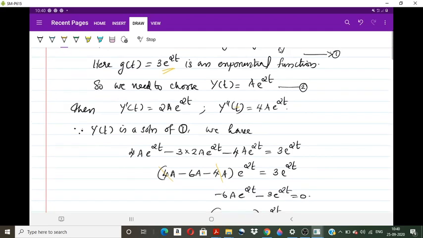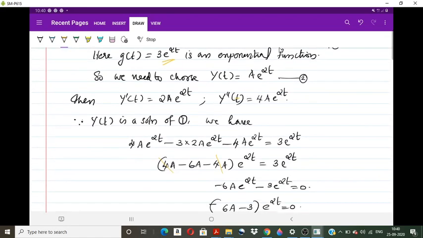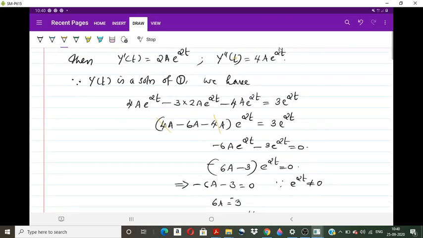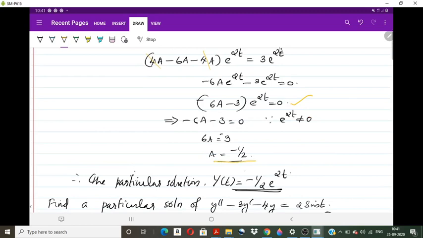Then y of t, substituting this, we will have 4a minus 6a minus 4a e raised to 2t is equal to 3 e raised to 2t, or 6 minus 6a minus 3 into e raised to 2t is equal to 0, and we know that e raised to 2t is an exponential function, can never be 0. So this will become 0 only if minus 6a minus 3 equal to 0, or a equal to minus 1 by 2. Therefore, the particular solution is minus 1 by 2 e raised to 2t.